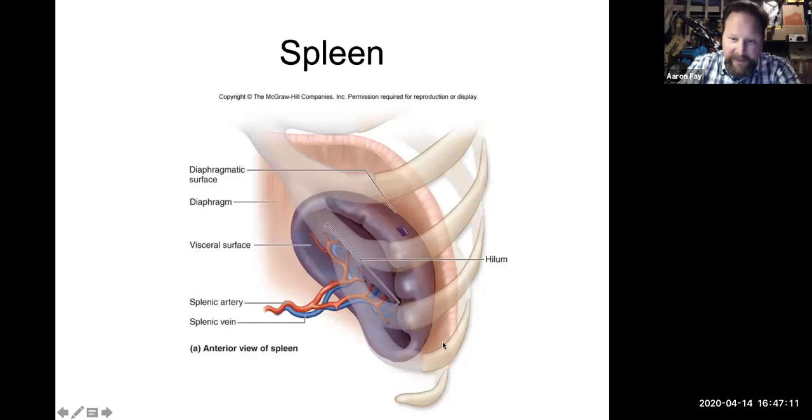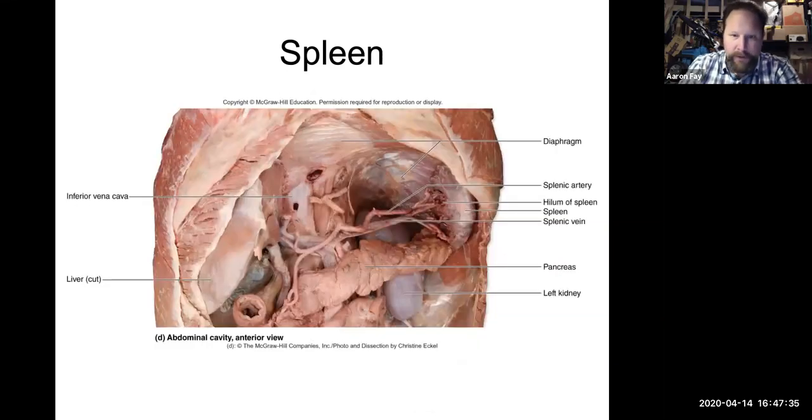So gross anatomy, this is the diaphragm. This is the left side of the body. Concave structure of the spleen. Notice that it has a connective tissue capsule. This concave structure is the hilum through which splenic artery and splenic vein enter. Remember, the splenic vein drains into the hepatic portal system. Right, you can see part of the stomach removed, that's the pancreas. This is the diaphragm, right there is the spleen. Right, celiac trunk, splenic artery, splenic vein draining into the liver, which has been partially cut.